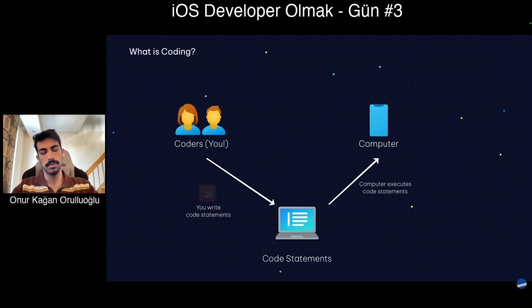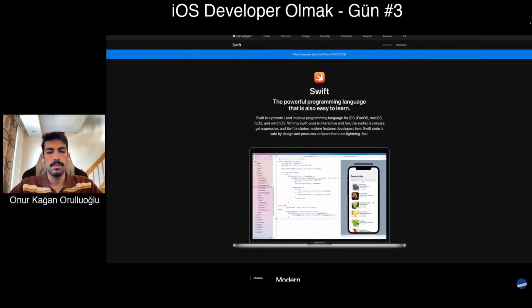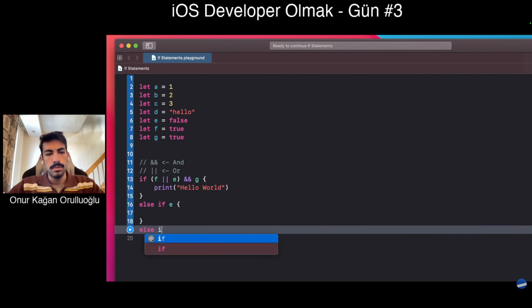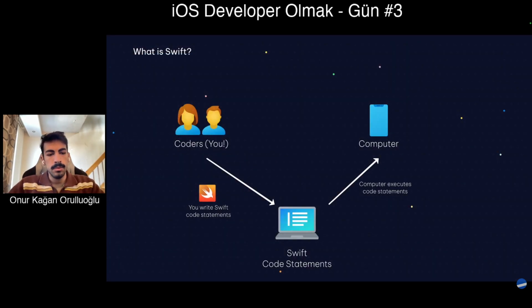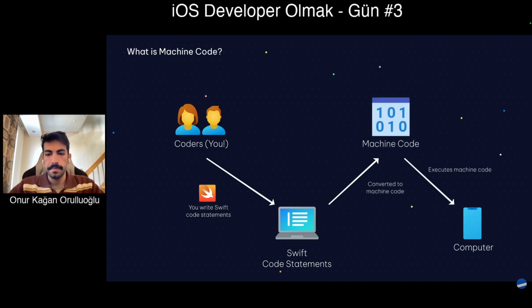Well, what is Swift then? Well, Swift is the coding language that we use to write those code statements. Just like a language, for instance, English or Spanish, has a structure and rules to follow and allows us to express ourselves, the Swift coding language is the same. It has a structure and a grammar which we follow in order to write Swift code statements. These Swift code statements are then converted into machine code, which the computer can understand and carry out.